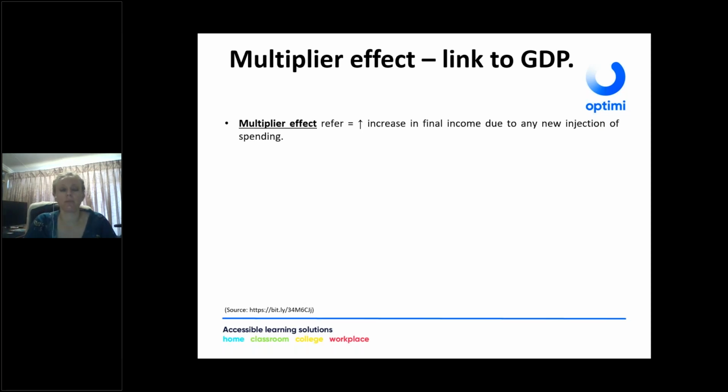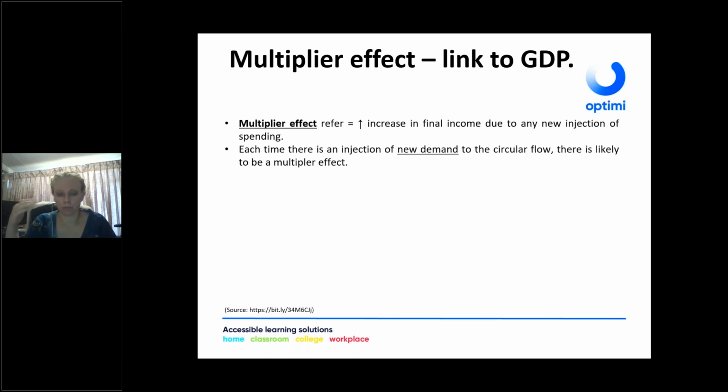So the multiplier effect is a continuous thing that happens. If there's a new demand or a new injection, it means that the needs are filled and that there's more spending from your tourists. Each time there's an injection or a new demand, as I just said, it goes into the circular flow, and it's likely then to activate the multiplier effect.